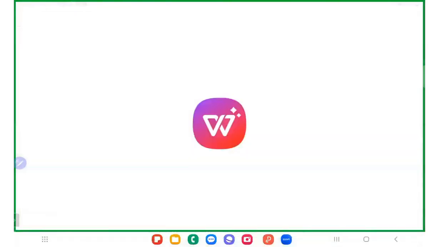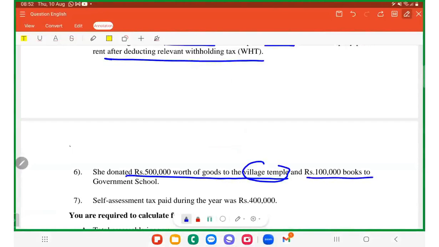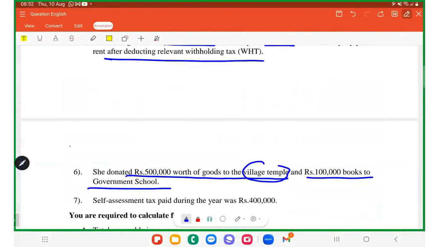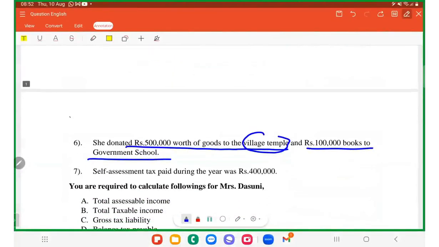So then there is a donation of 100,000 books to the government school. Right? Government school, there is a government institute. So there is no restriction, either cash or goods. So that is allowed without any restriction.